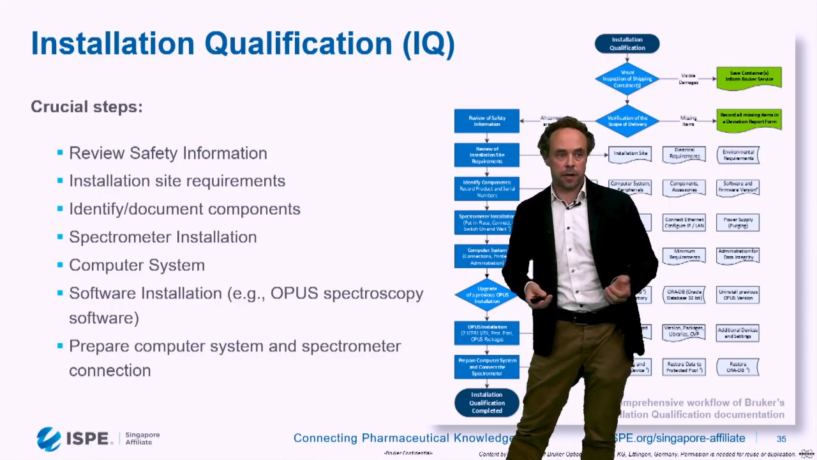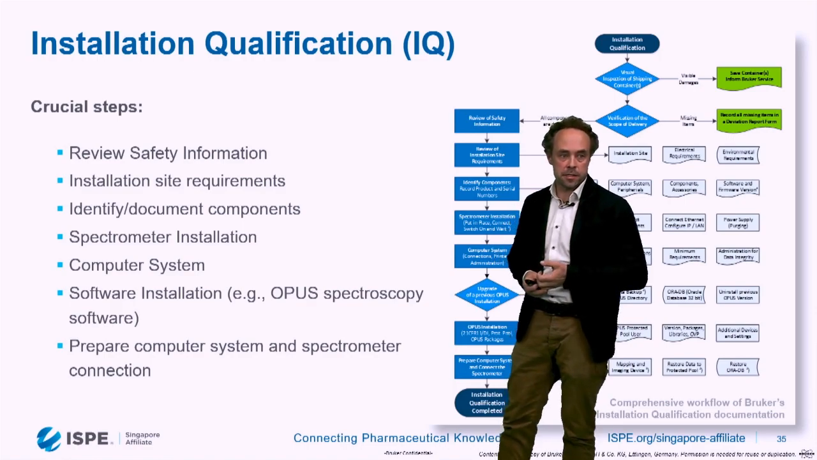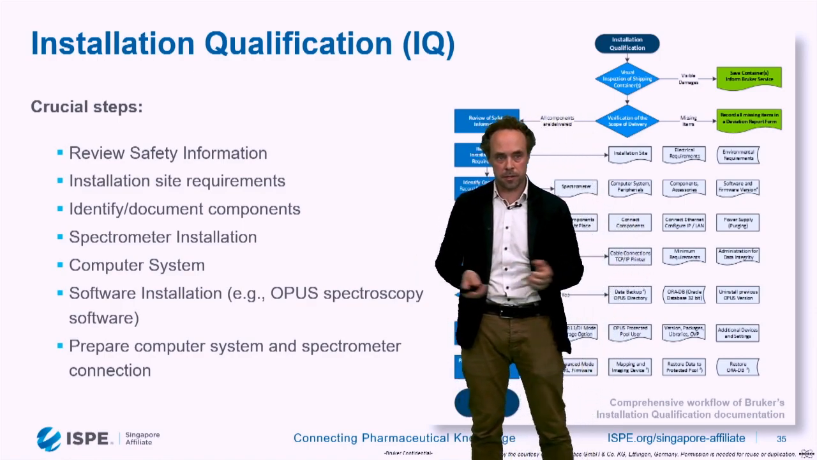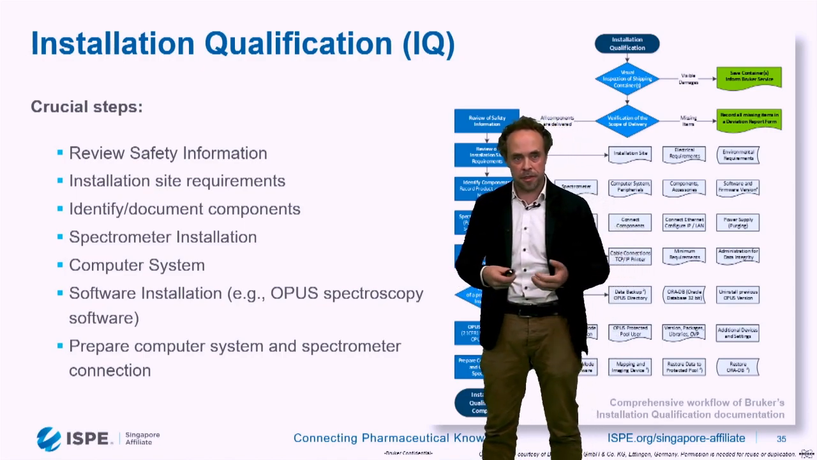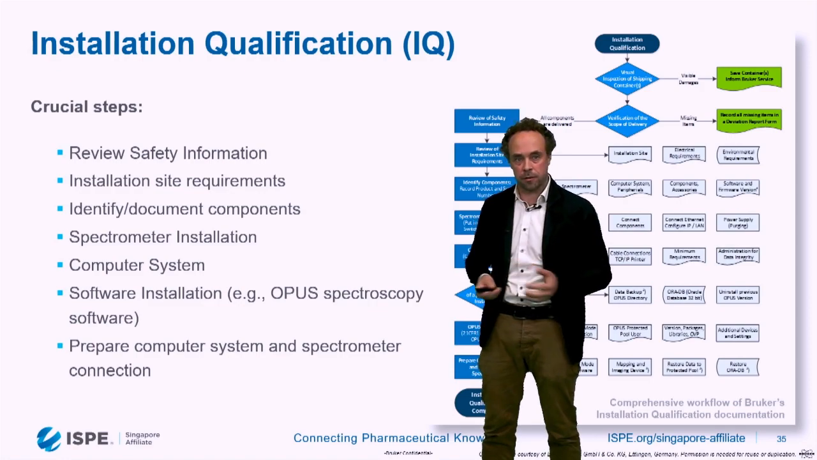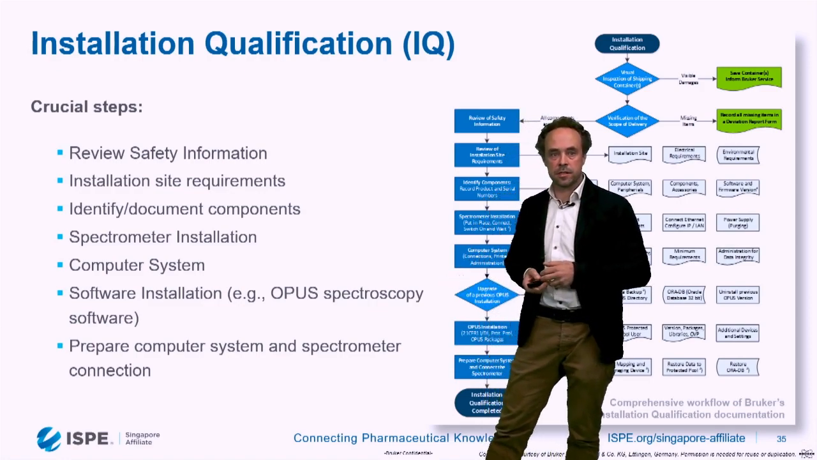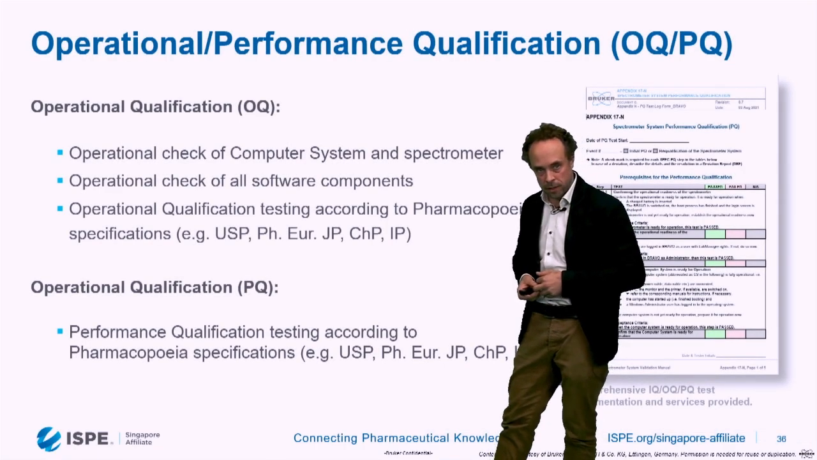The hardware, let's say the spectrometer system, needs to be installed properly. The computer system is installed. Then there is, of course, software installation, for example the vibrational spectroscopy software OPUS, and everything needs to be connected, prepared, and properly documented. And here the experience and support from a vendor is a very essential point.